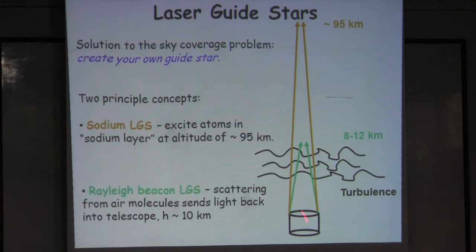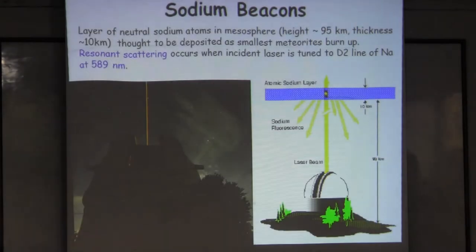There are two different concepts that are very common. One is the so-called sodium laser guide star, and one is a Rayleigh beacon guide star. The latter one is essentially at altitudes of about 10 kilometers, whereas the sodium goes up to almost 100 kilometers in altitude. And let me go to them one by one. It turns out that there is at about this 95 kilometers height a layer of neutral sodium in the mesosphere of our atmosphere. So an increased concentration of sodium.